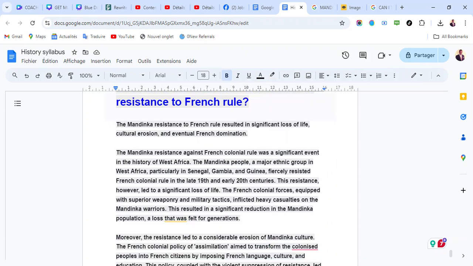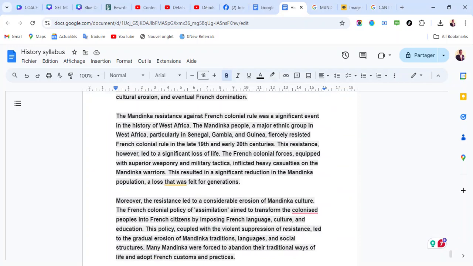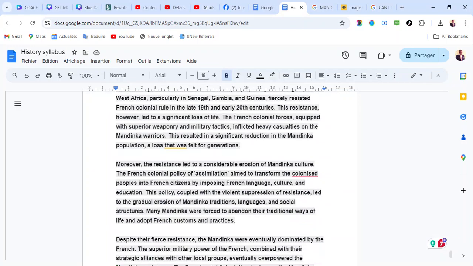This resistance, however, led to a significant loss of life. The French colonial forces, equipped with superior weaponry and military tactics, inflicted heavy casualties on the Mandinka warriors. This resulted in a significant reduction in the Mandinka population, a loss that was felt for generations. You see how the war was very brutal. French colonial forces entered very brutally and destroyed the Mandinka Empire.